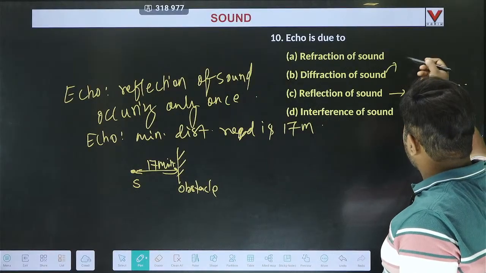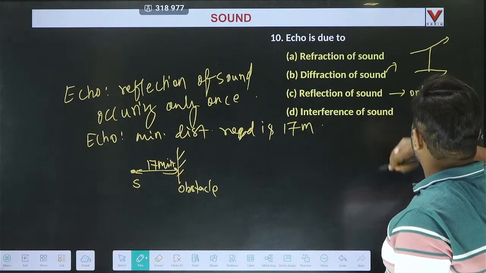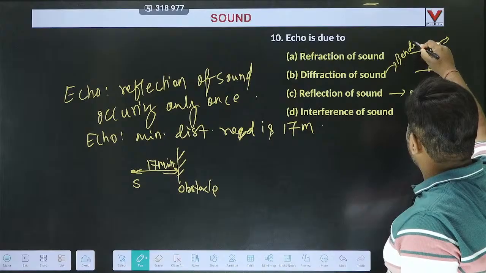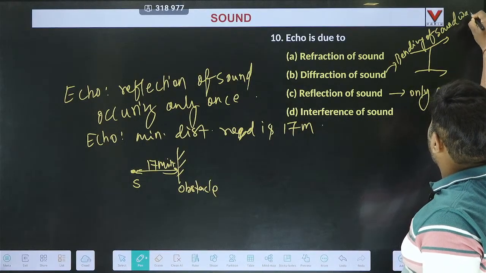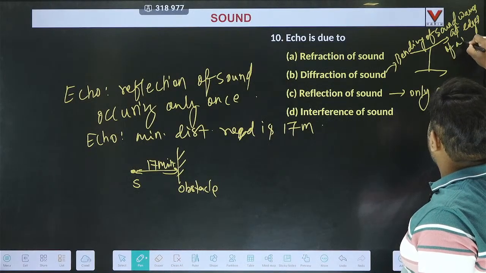Diffraction means this is the obstacle and the sound wave bends at the edge. So this is called diffraction of sound, means bending of sound waves at edges of an obstacle.